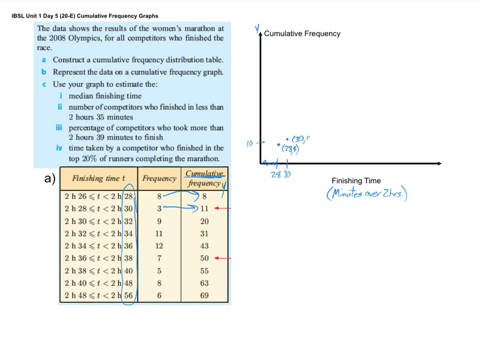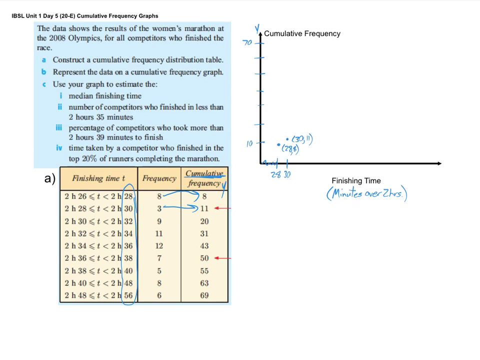Why do you have 10 on the y-axis if it's 8? Well, I'm just using that as my hash mark. So I'm going to go up by tens here: 10, 20, 30, 40, 50, 60, 70. That's just my scale on the y-axis.